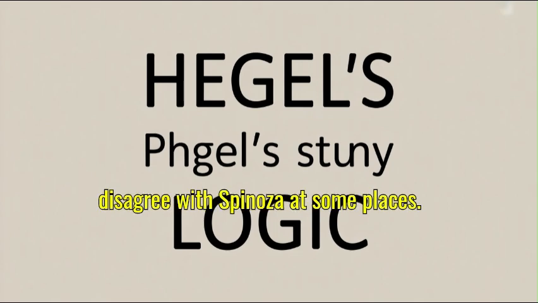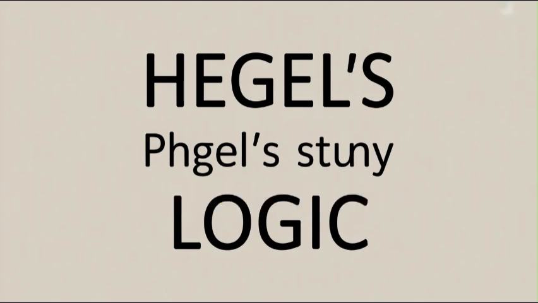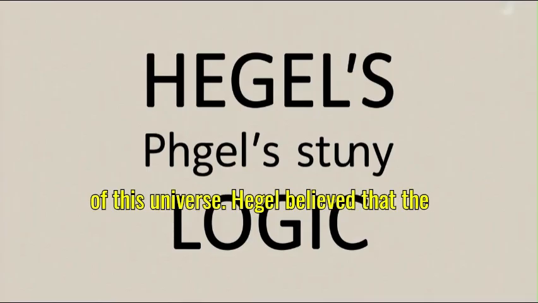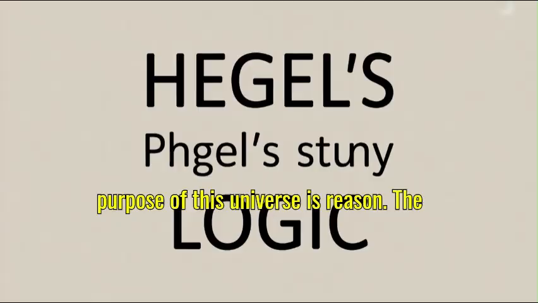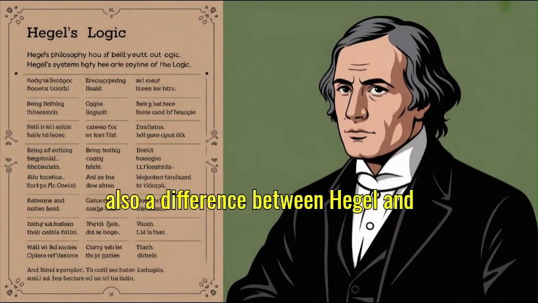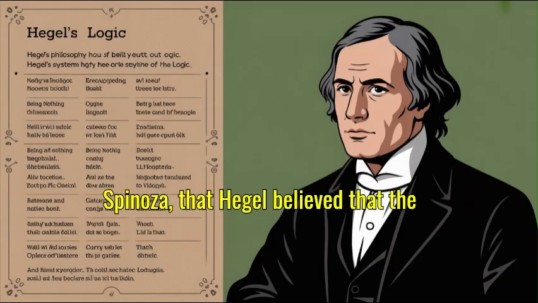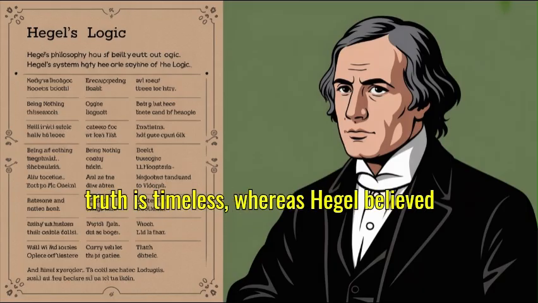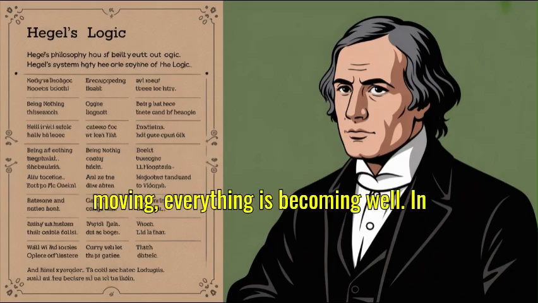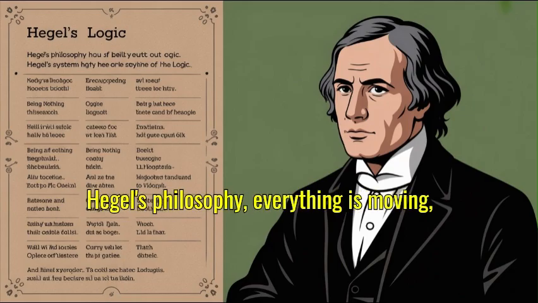Hegel disagrees with Spinoza in some places. Spinoza believed that there is no purpose of this universe. Hegel believed that the purpose of this universe is reason. The universe is running on reason. There is also a difference between Hegel and Spinoza, that Spinoza believed that the truth is timeless, whereas Hegel believed that nothing is timeless, everything is moving, everything is becoming. In Hegel's philosophy, everything is moving.